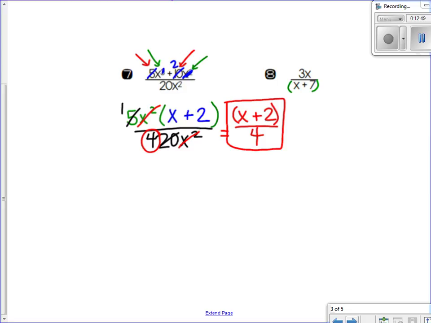So since I can't touch the x's, and there's nothing I can factor out, this one is already simplified. It checks out. So my simplified version would be 3x over x plus 7.